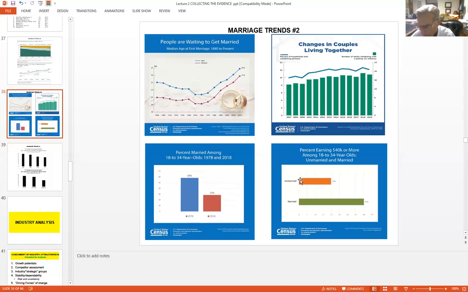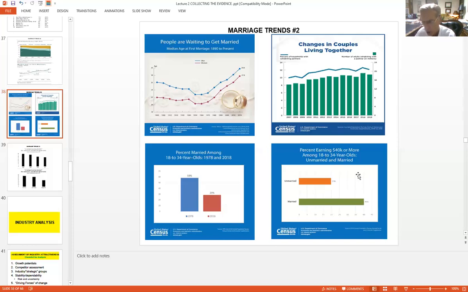Now, in this chart on the lower right, we've got folks who are able to earn 40,000 or more, among 18 to 34-year-olds, those same folks that we looked at a moment ago, who are either married or not. And we can see that the unmarried group, a much smaller portion, only 20%, were making 40,000 or more, whereas twice that amount, 40%, of the married adults aged 18 to 34 had incomes of 40,000 or more.